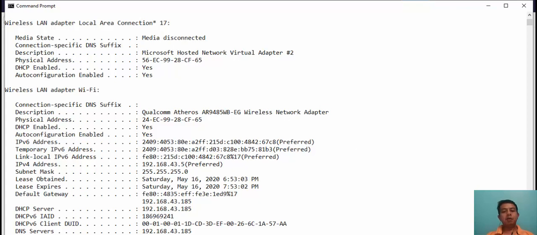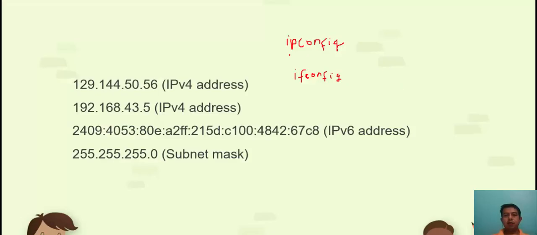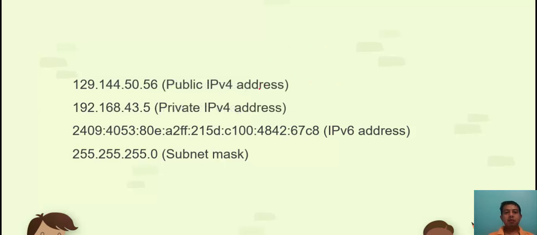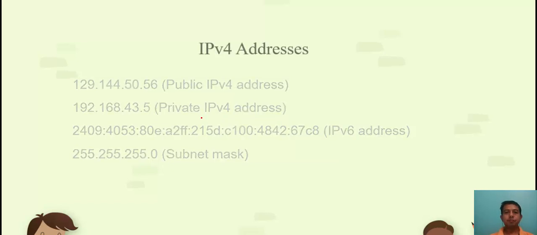Simply run ipconfig /all. This is when you run Windows. The same ipconfig command also works on Mac OS. If you are using a Linux system, you will be using the command ifconfig. So these are different commands that are capable of displaying your IP addresses. So there are the IPv4 addresses, there are IPv6 addresses, and there is something known as subnet mask. When we go further, we'll see that there is something called IPv4 public addresses. There is something called IPv4 private addresses as well. So we will be discussing all these things in this particular lecture.